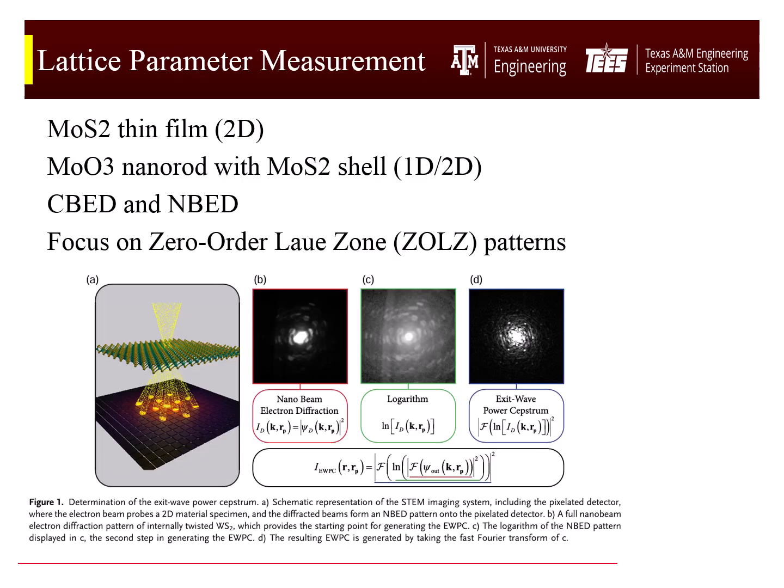This work tested the method on two representative structures. The first is a 2D molybdenum disulfide thin film. The second is a one-dimensional molybdenum oxide nanorod coated with a molybdenum disulfide layer. These examples allow this work to demonstrate the method's robustness across different material types and geometries. Moreover, the approach is not limited to van der Waals material. It can be generalized to other low-dimensional nanostructures as well.